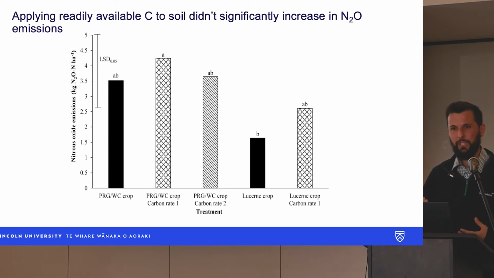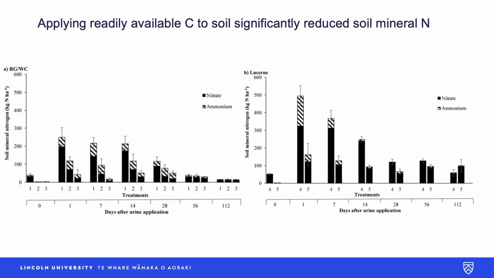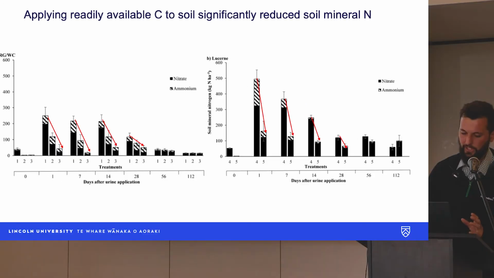We also saw that adding this readily available carbon didn't actually increase nitrous oxide emissions significantly, which we thought it might have. So why was the leaching lower under these carbon inputs? Here's the soil mineral nitrogen on the y-axis, and on the x-axis is time, days after urine application, and this one is the ryegrass white clover. There's the control treatment, 12 tonnes and 24 tonnes of sucrose over the varying days. You can see over the experiment, the soil mineral N was much lower under the carbon treatments, unsurprisingly.